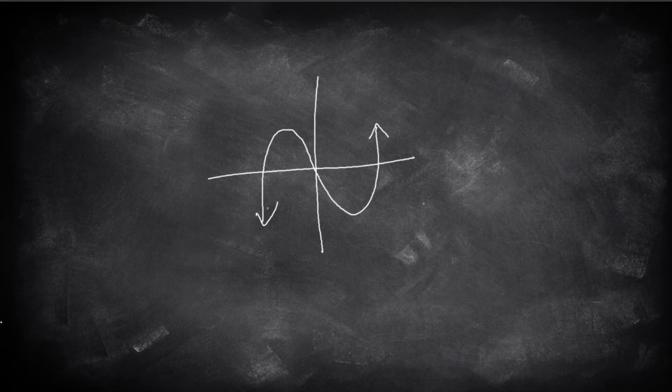Let's do both sections. We have this section and this section. This section is obviously concave down, so it's negative. And this section is concave up because it's going up, so it's positive. Concave down is going down. Now we have our inflection point right here at x equals 0.